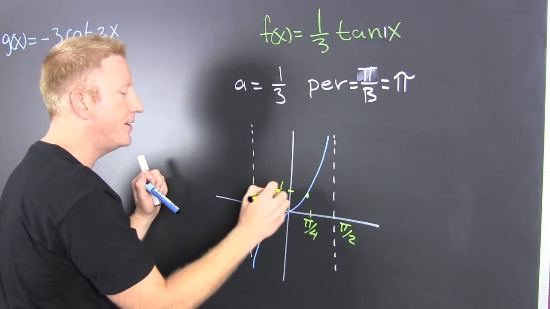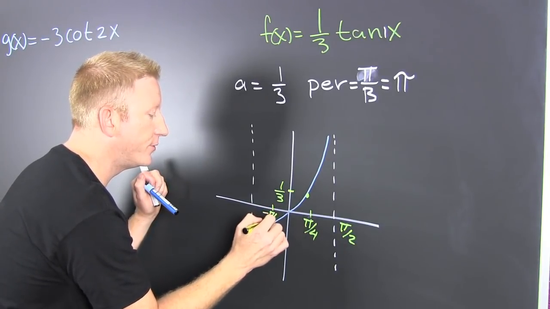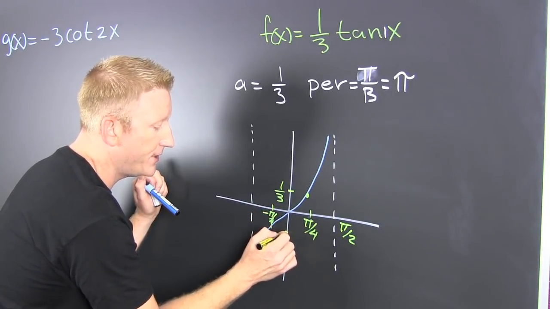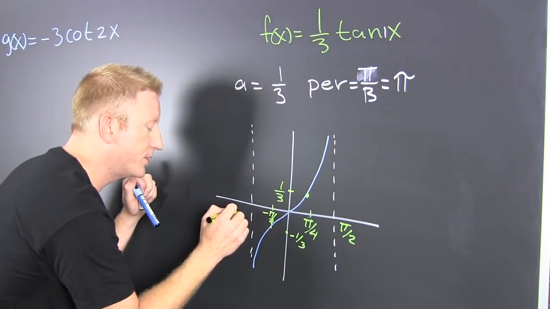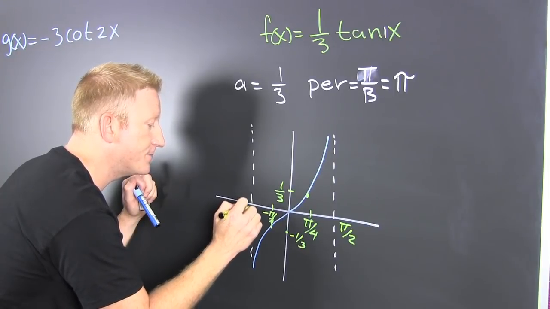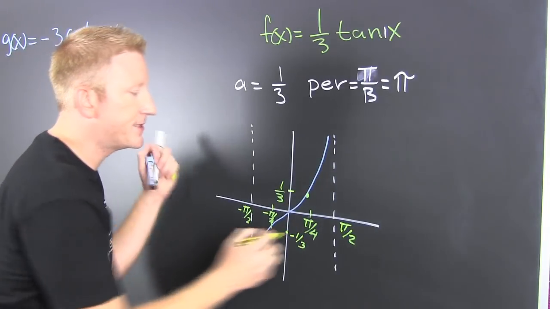I'll put my a there. That's 1/3. And then that's minus pi over 4. And that happens when this is minus 1/3. And then the other one over here is minus pi over 2. And then this is going to repeat.